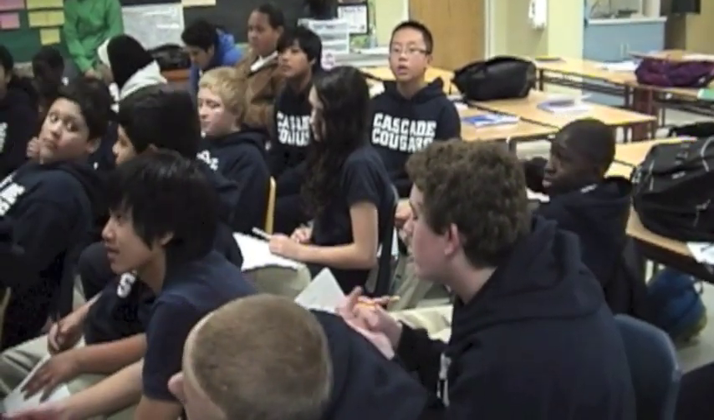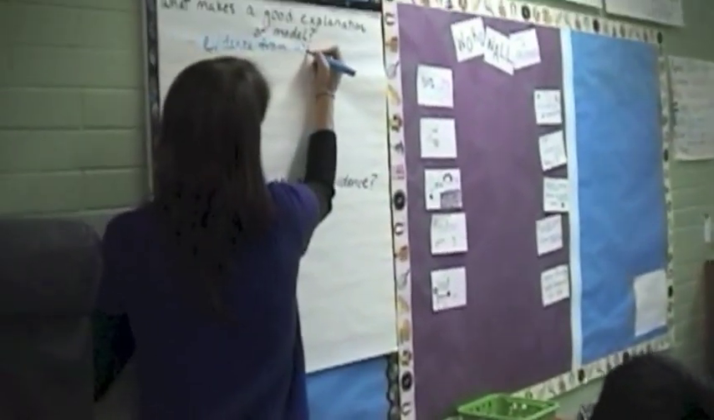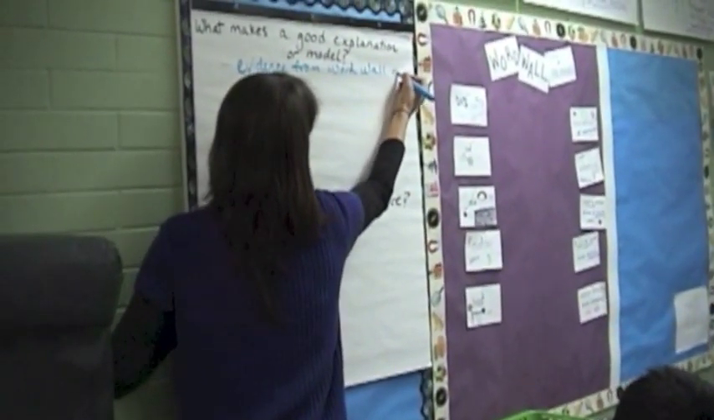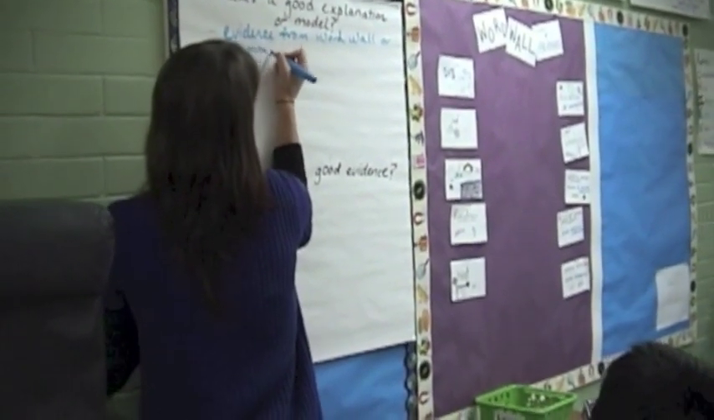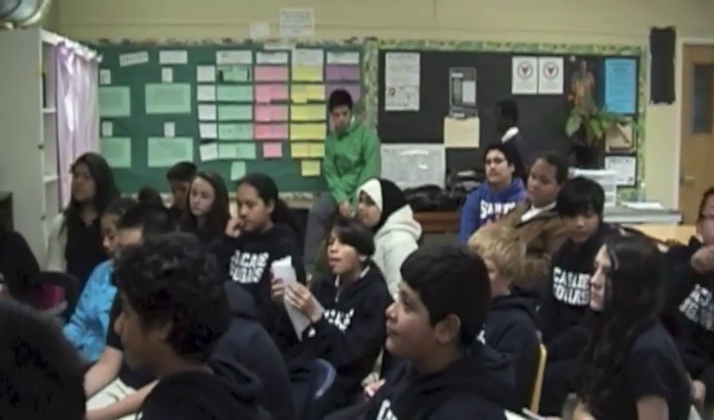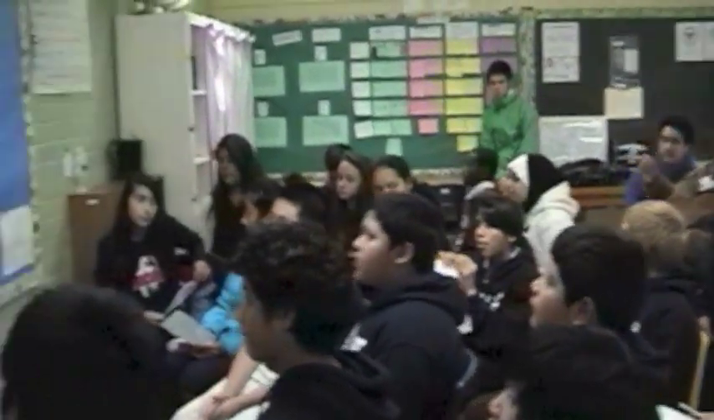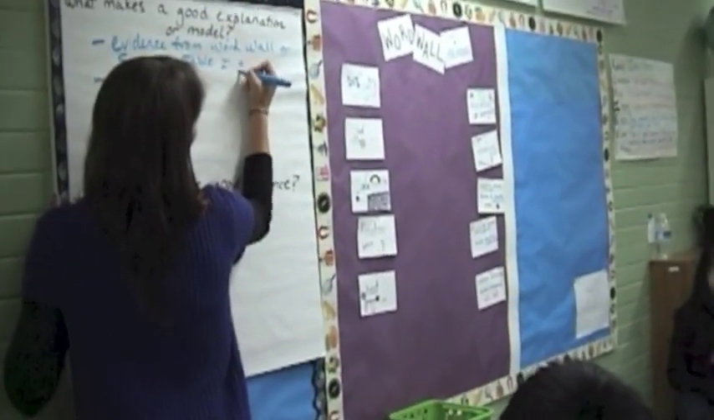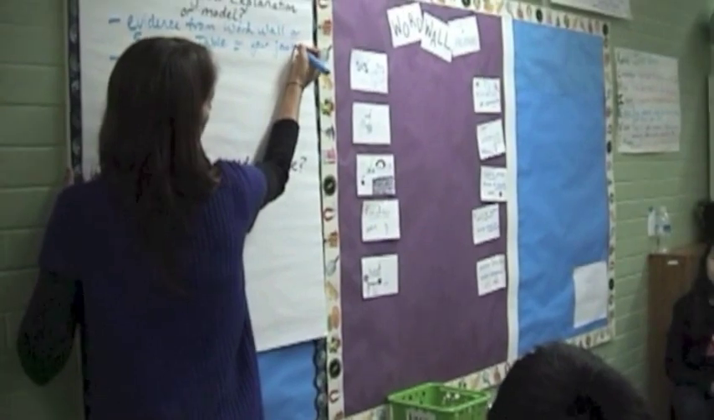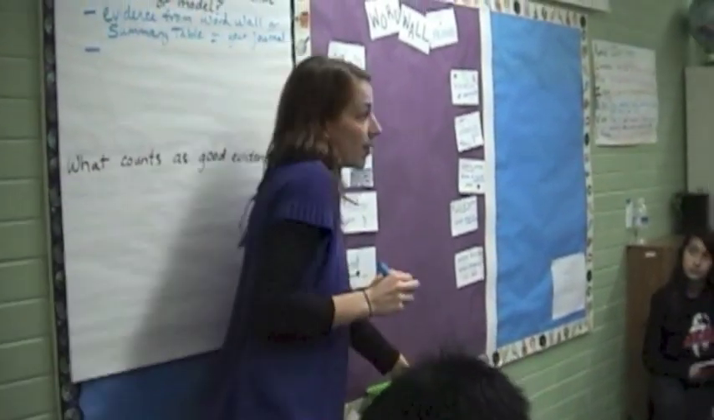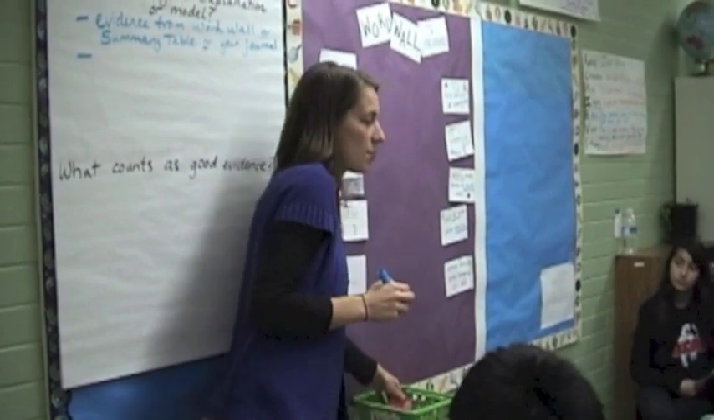Curtis, what's up? What makes a good explanation or model? Evidence from the word wall or summary table. Okay, I didn't hear that before, so I like that you included the summary table. Anything similar? Any other resource to add to this that you might use as evidence? Your notebook? Your journal's a big one. The summary table is just like a quick version of your journal, right? Thanks, Solano. Let's get a couple more.